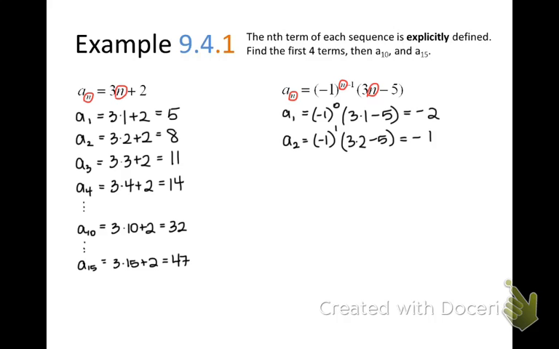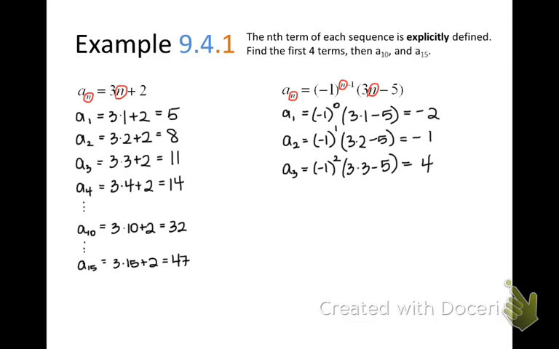Let's take a look at a sub 3. So a sub 3 is going to be -1 to the 3 minus 1, which will be squared, times 3 times 3 minus 5. So this stuff is all 4. Do I make it negative this time? No, because -1 squared loses the negative, right? So this is just 3 minus 5, which is 4.